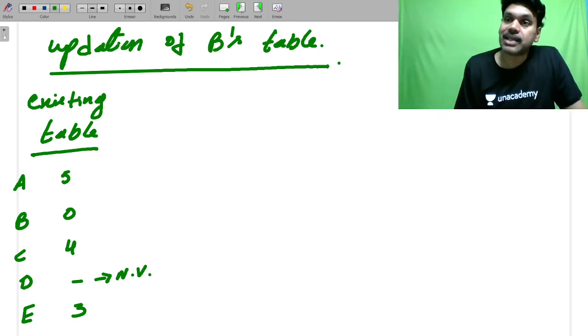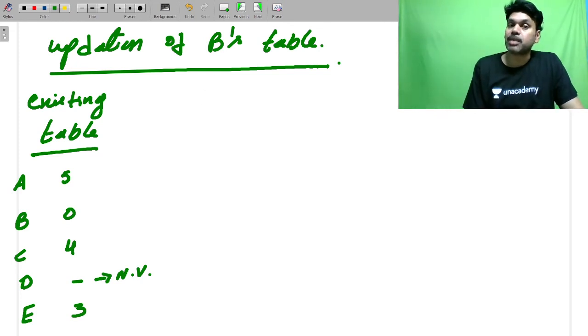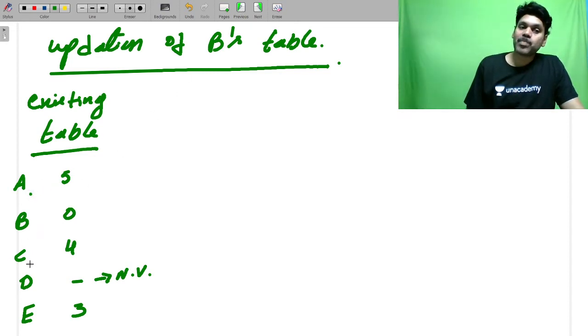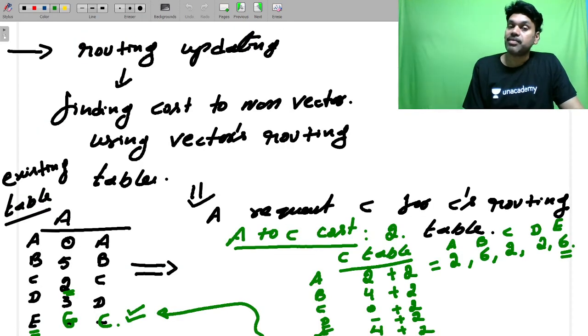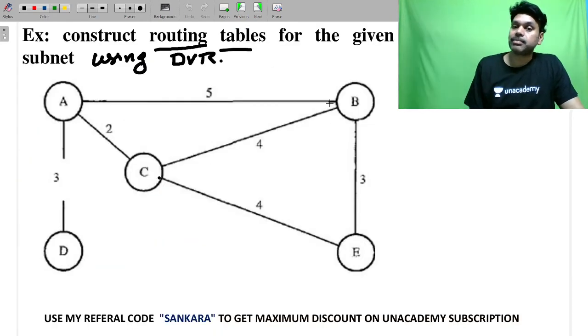Let us see. B is asking neighbors to give their tables. What are B's neighbors? Observe carefully. B's neighbors are A, C, E. So which is having a lesser cost and which is having a link to D? That's very, very important. Come to the diagram. B has a neighbor C, and C cannot directly go to D. So it goes to A and from A it comes. Another B neighbor is E. E does not have any link to D. Please understand. That's why you cannot use this neighbor.